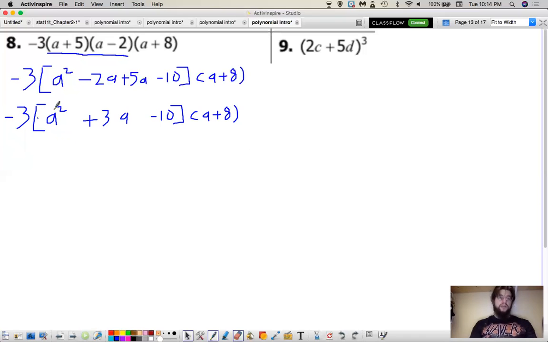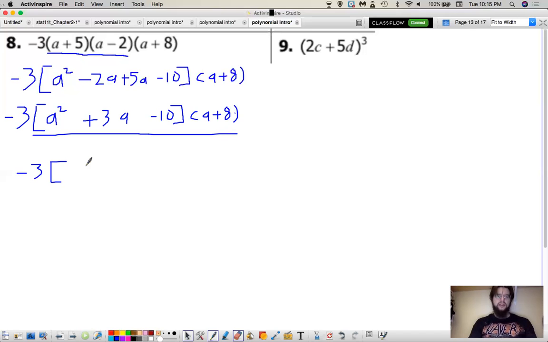So you could distribute the -3 now, but again, I like to save that for last. I like to do all my binomials or trinomials or whatever kind of polynomials I have first and my constant last. Here we go. This thing times that thing. That's what I'm doing now. Remember, brackets are just like a big old parenthesis. Same exact thing. It's a grouping symbol. Copy down the -3 because I haven't used it yet.